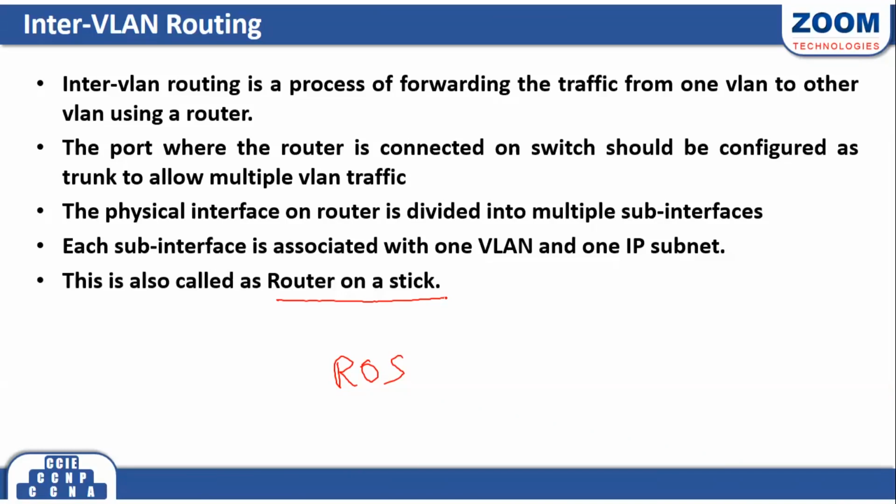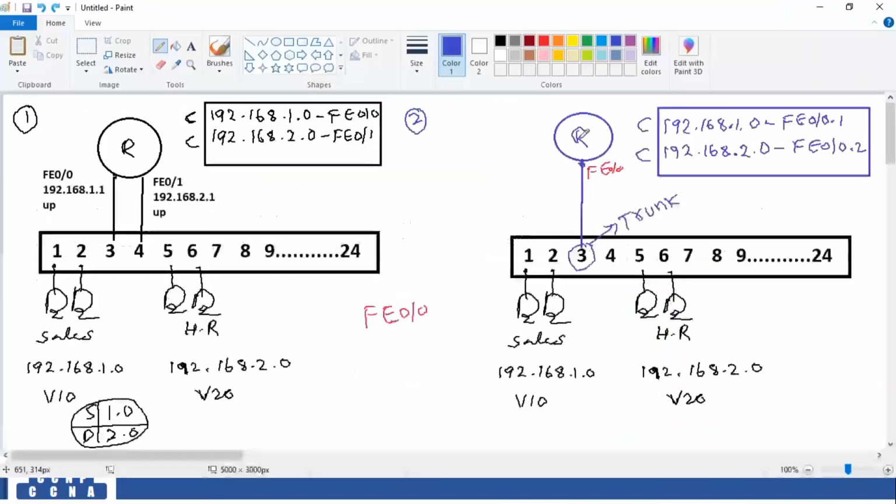Symbolically, you can see, router on a stick means one interface. This is router on a stick actually. Here there is only one interface, right? So which is the best method, the first one or the second one? Second one.